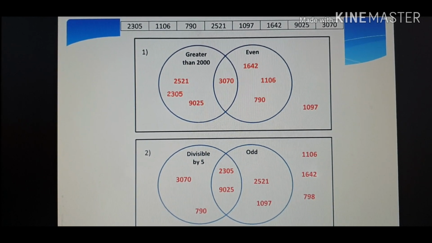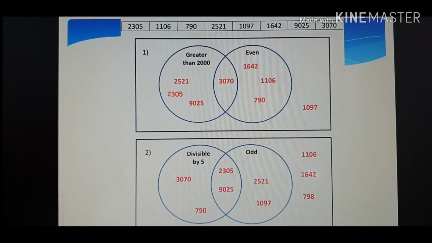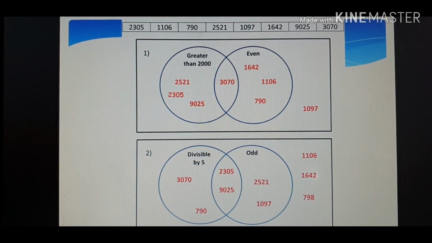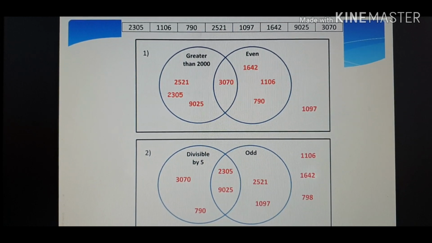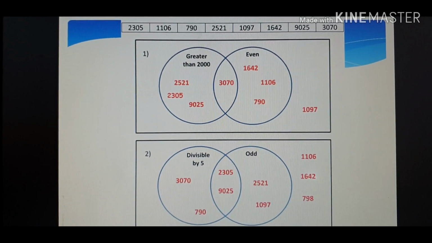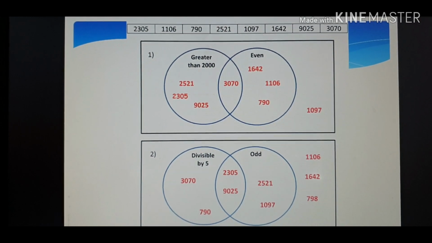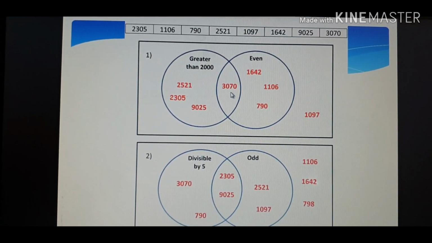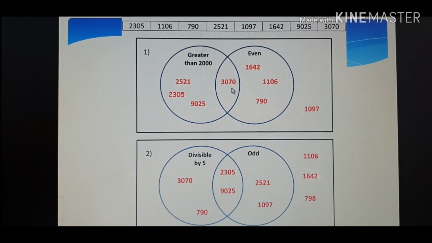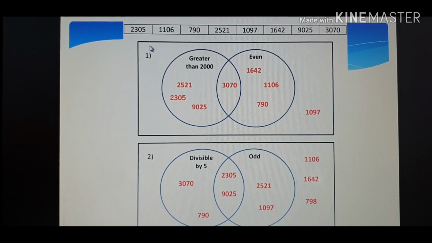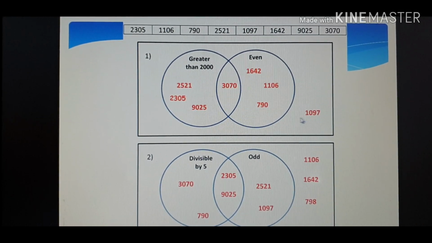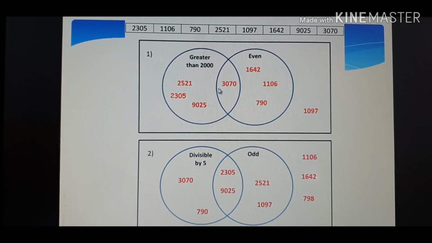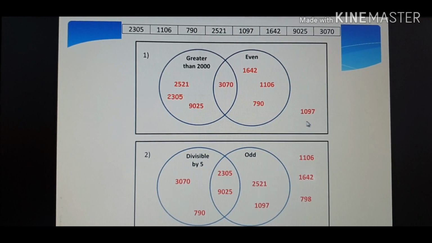Any number greater than 2000, I will put it in this circle. The second one, the even number. Any even number from the 8 numbers up, I need to put it in this part. The intersection between these 2 circles represents the numbers greater than 2000 and even at the same time. The part outside, this rectangle outside, is the numbers which are not greater than 2000 and not even.